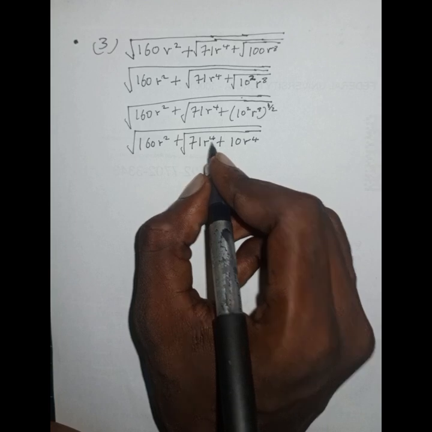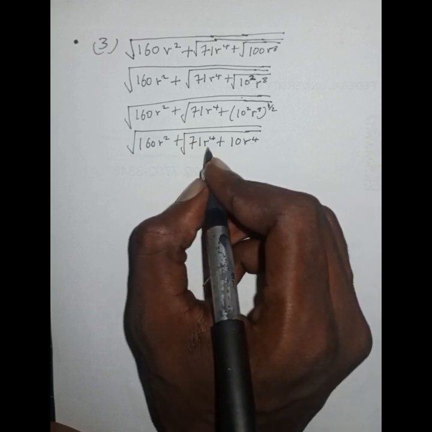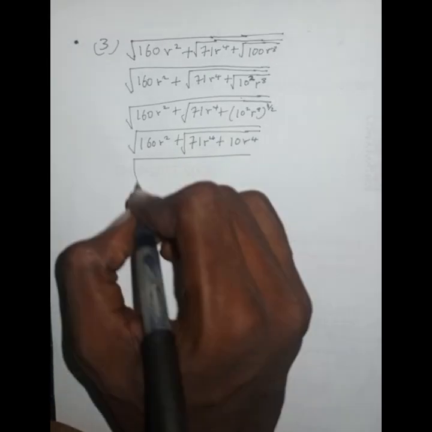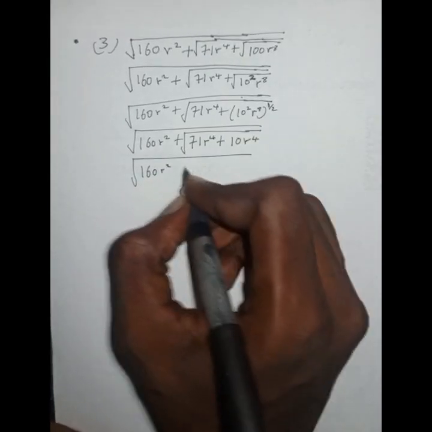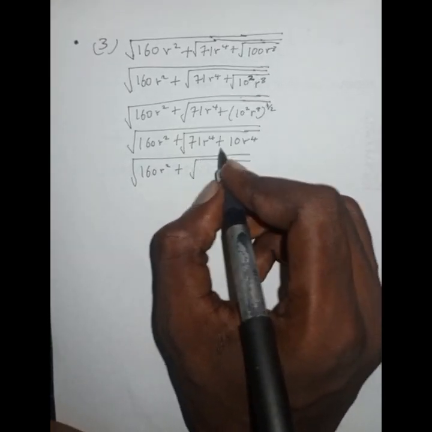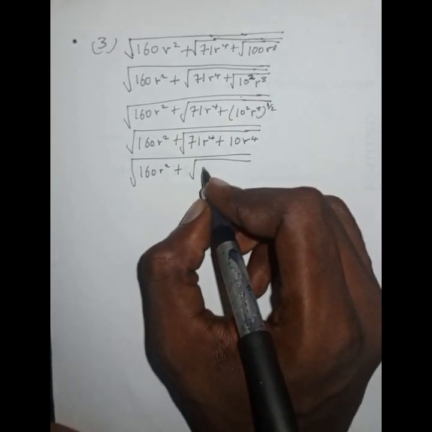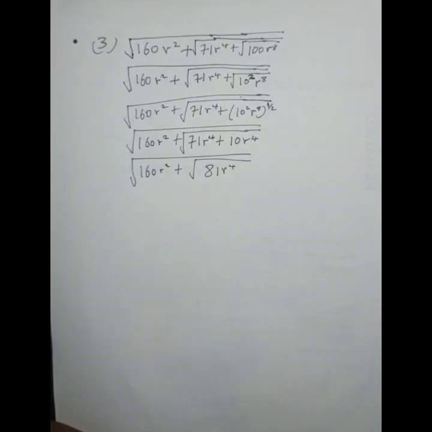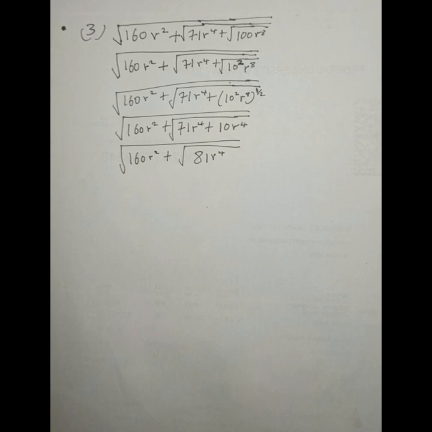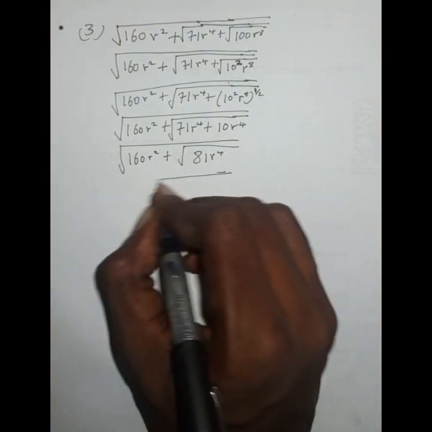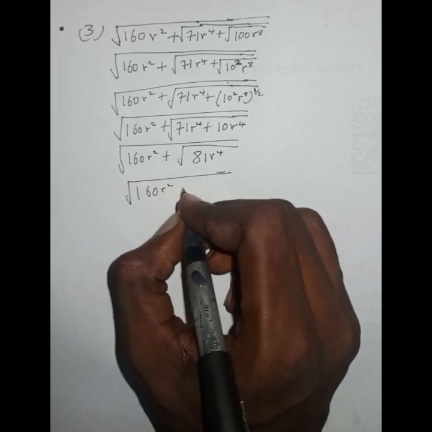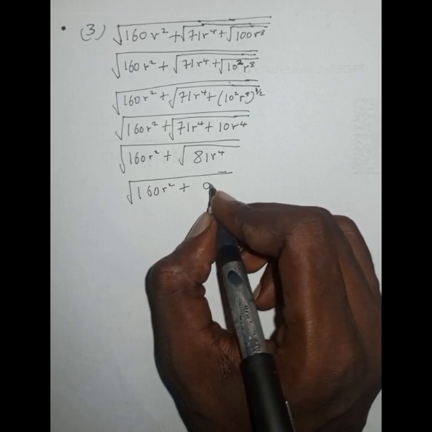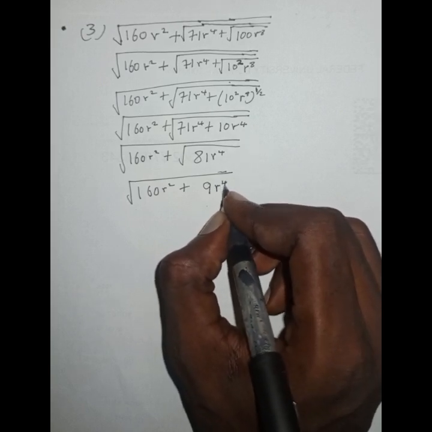Now, since I have r raised to the power of 4 and r raised to the power of 4, I can simply add them, since these coefficients are the same. So I have my root of 160 r squared plus root of 71 plus 10 gives me 81. So I have 81 r raised to the power of 4. Now, since I have 81, I can write this as 160 r squared. Now, the square root of 81 is 9. So I have 9, and then I have r raised to the power of 4.